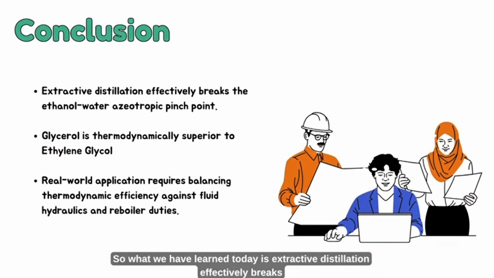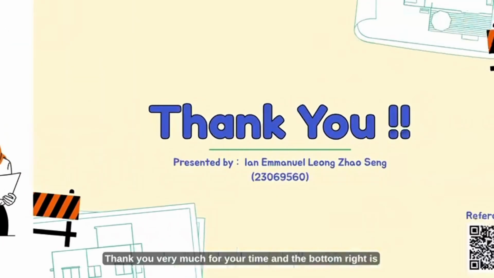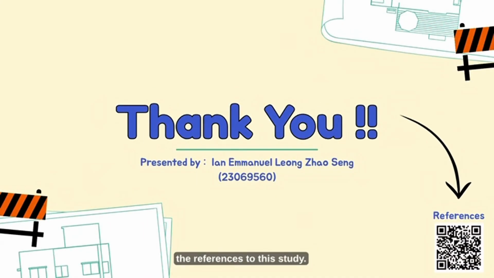So, what we have learned today is that extractive distillation effectively breaks the ethanol-water azeotropic pinch point, and glycerol is thermodynamically superior to ethylene glycol. The real-world application requires balancing thermodynamic efficiency against fluid hydraulics and reboiler duties. Thank you very much for your time, and the bottom right shows the references for this study.